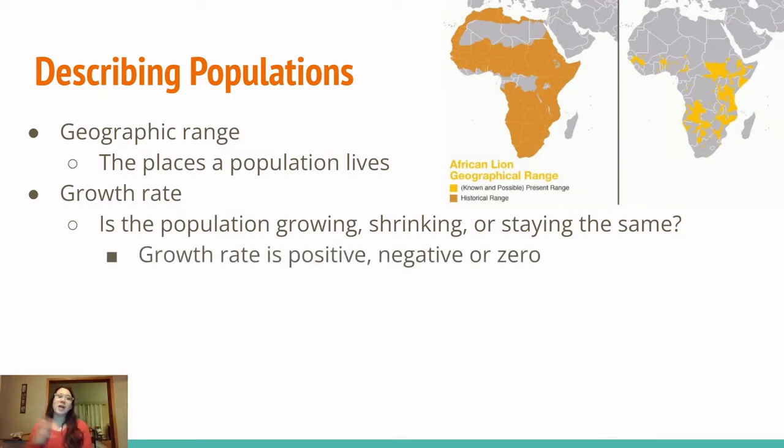The growth rate, based on that, is either going to be positive, negative, or zero. So if my growth rate is positive, my population is growing. If my growth rate is negative, my population is shrinking. And if my growth rate is zero, that population is staying the same.